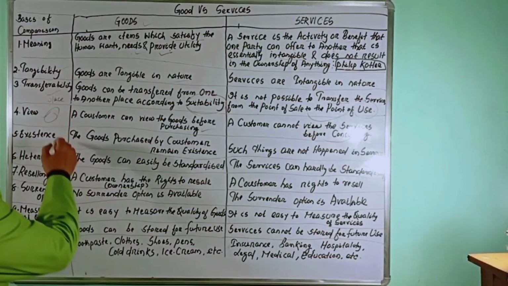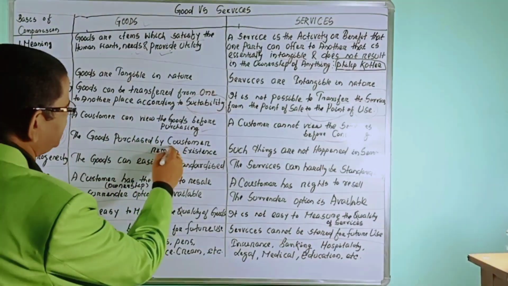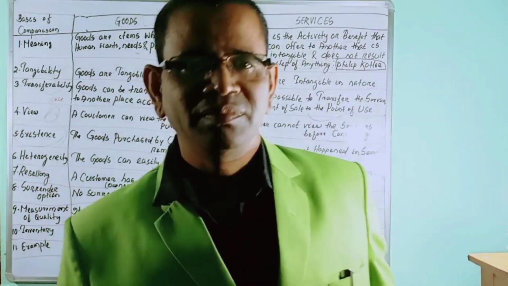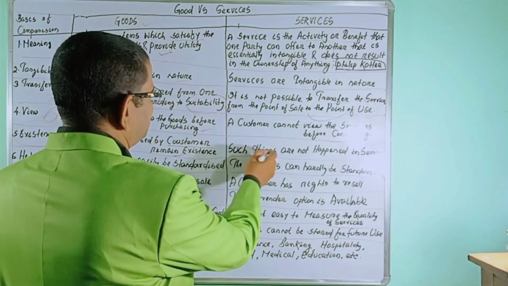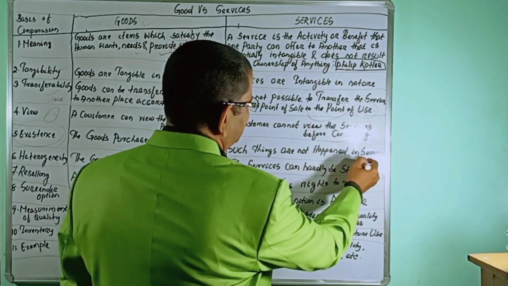Next one is existence. The goods purchased by a customer remain in existence, and they have volume and shape. Whereas such things are not found in the case of services.